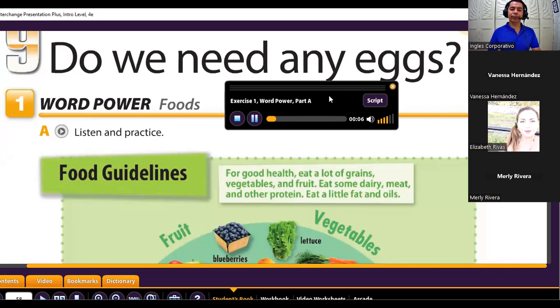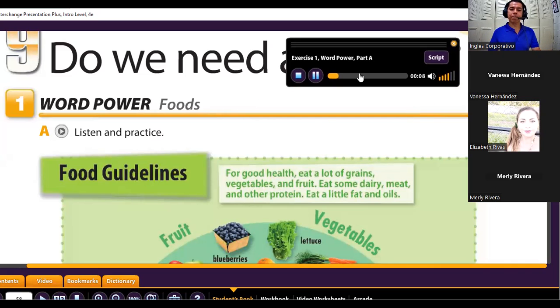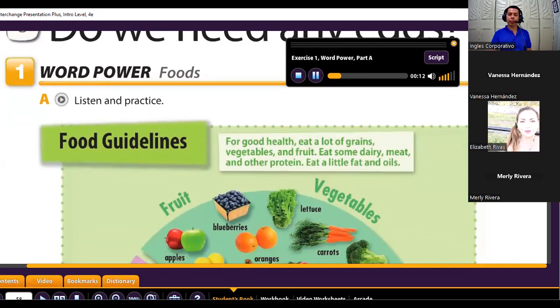Okay, let's continue. Page 58, exercise 1, word power. Foods. Part A, food guidelines. For good health, eat a lot of grains, vegetables, and fruit. Eat some dairy, meat, and other protein. Eat a little fat and oils.